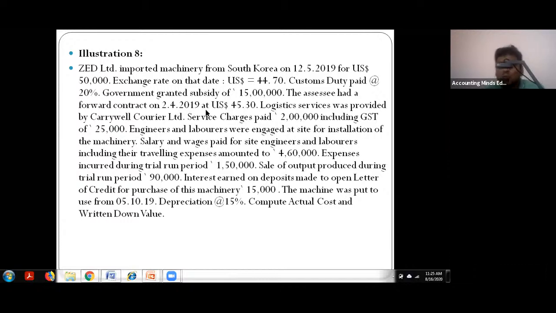Forward contract means what? Sometimes the person who is supplying the machine will give us time to pay. Because of dollar rate fluctuations, we take a forward contract so that we clearly know how much we have to pay. So the forward contract rate must always be considered. Are you getting it? I will give you one more example.